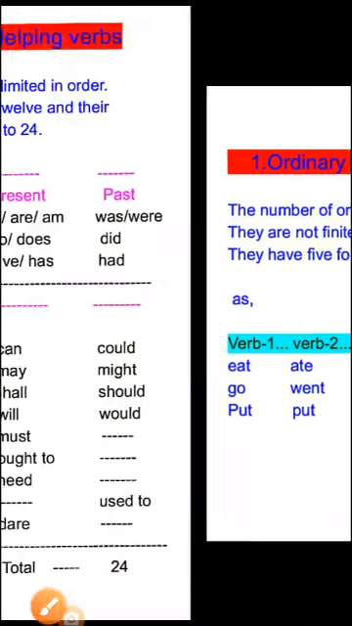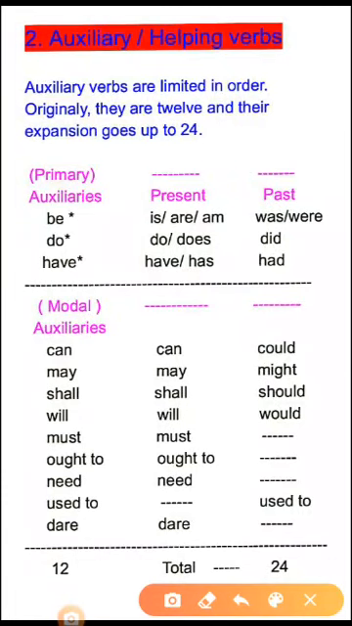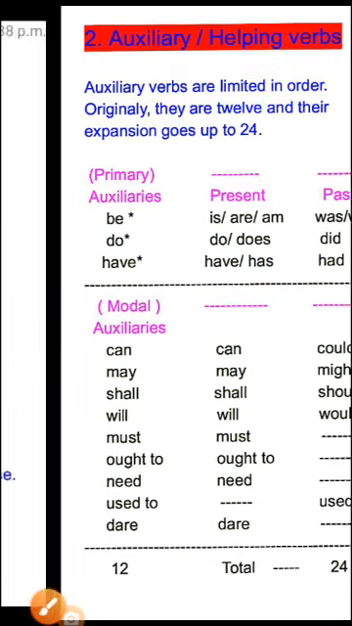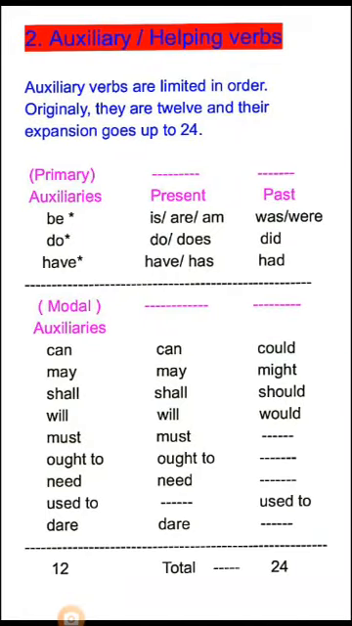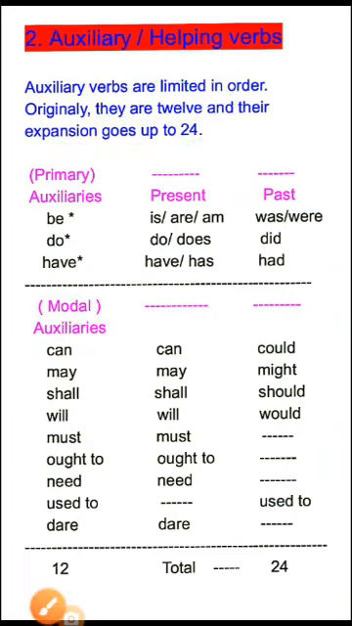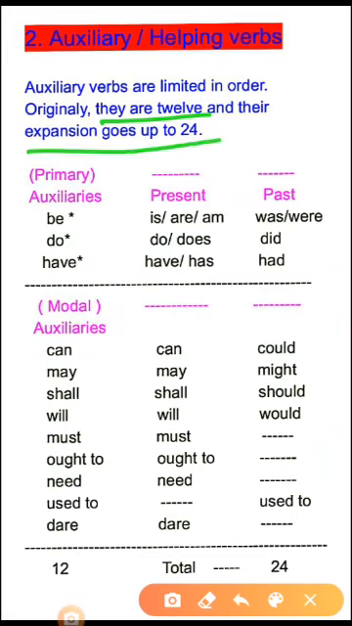Now see auxiliary verbs or helping verbs. What is an auxiliary verb or helping verb? Auxiliary verbs are limited in number. Originally they are 12, and their expansion goes up to 24. The total number of auxiliary verbs is 12. Okay, you have to remember this. The total number of auxiliary verbs is 12, but their expansion goes up to 24. How is it? See here.